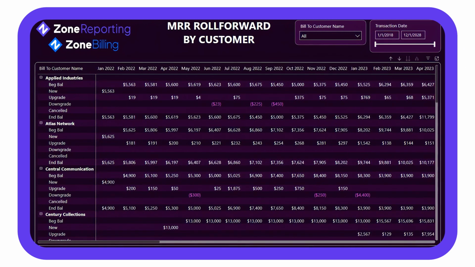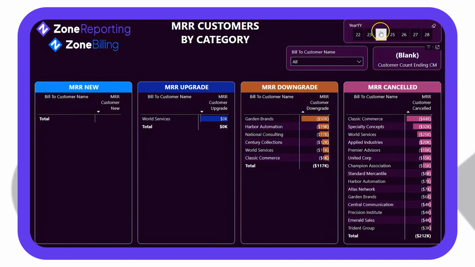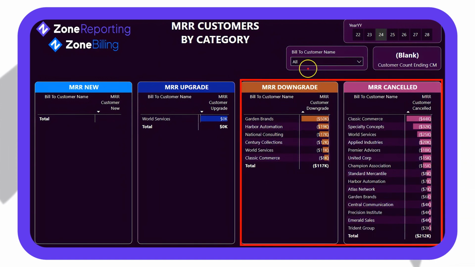For example, we can look at those different categories. So here I've got new, upgrades, downgrades, and cancellations. And we have the customers sorted by the total amount. So I can see all my top contributors. And if I hit 2024, I can see these are the customers and the amounts slated to downgrade or cancel. This is my action plan. We need to start calling these now so we can get them renewed.